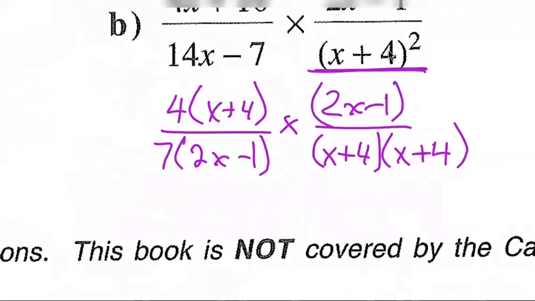Now I'm going to figure out my non-permissible values. A couple of these are easy. This is -4, this is +4. Oh no, they're both -4. So that's -4, so x cannot equal -4.